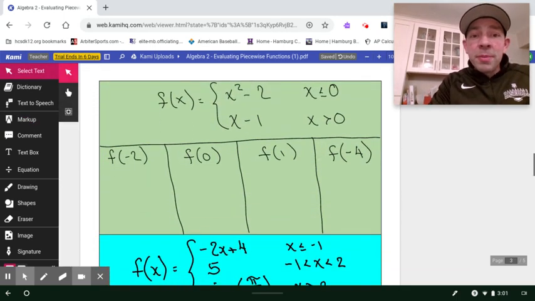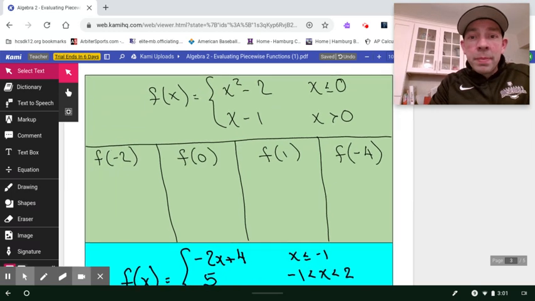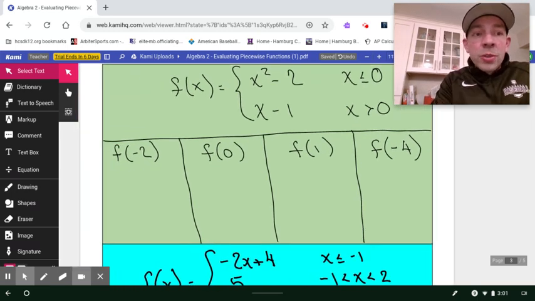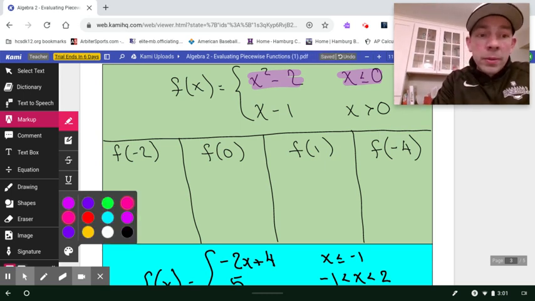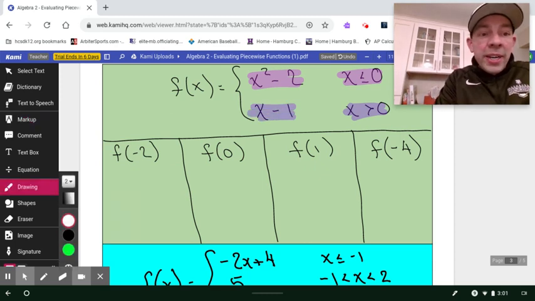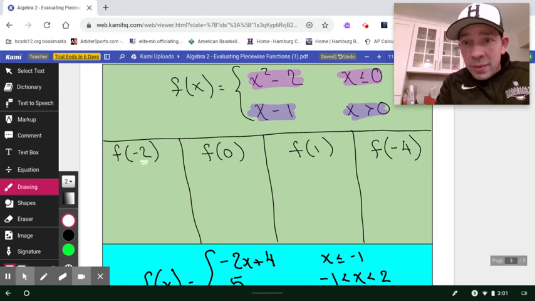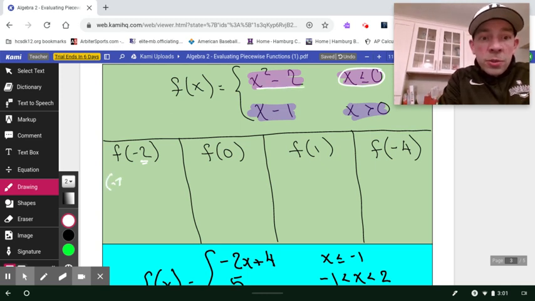So here's my first example that we'll try to tackle together. If you can read my handwriting here. Look at these domains. For any x that's less than or equal to 0, we're going to use the function x squared minus 2. But if x is greater than 0, then I've got to use this function here. So right out of the gates, we want to evaluate f of negative 2. This negative 2 is less than 0, so we're going to use this function right here. So I'm going to say negative 2 squared minus 2. 4 minus 2 makes 2.